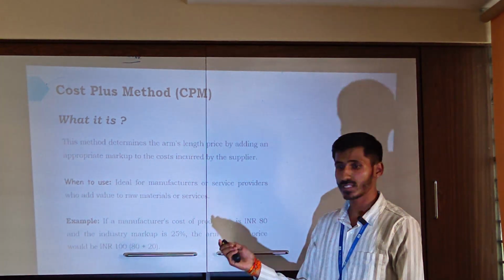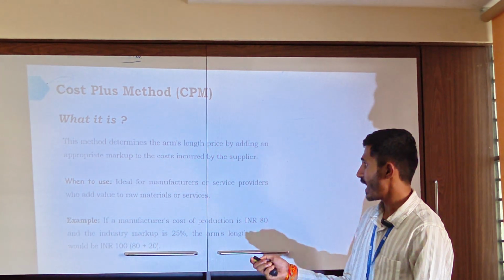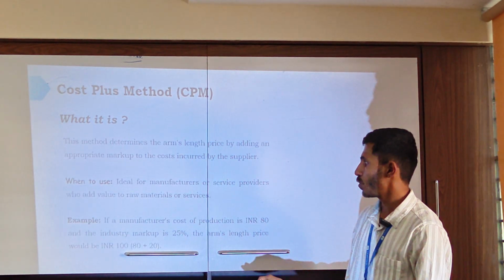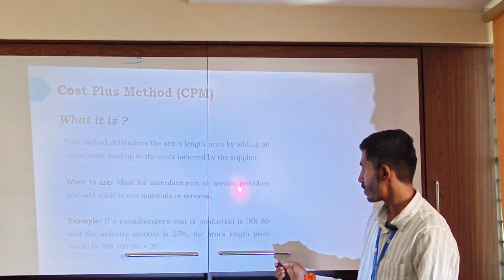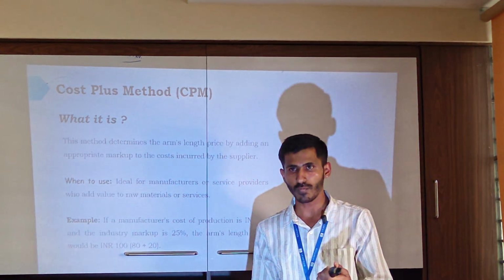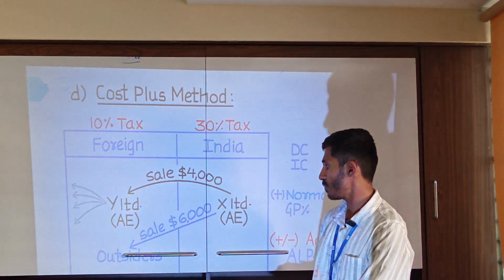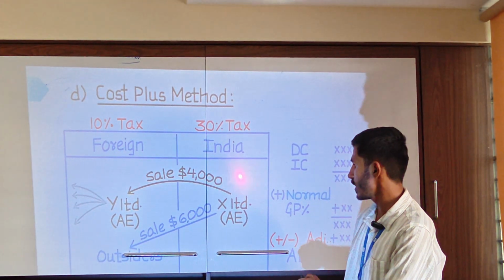So what does this method state? This method determines arm length price by adding an appropriate markup to the cost incurred by the supplier. Ideally, it will be used for manufacturers or service providers who add value to the raw material. Cost plus method. Here, same X Limited and Y Limited, both are associate enterprises. One is incorporated outside India, another incorporated in India.